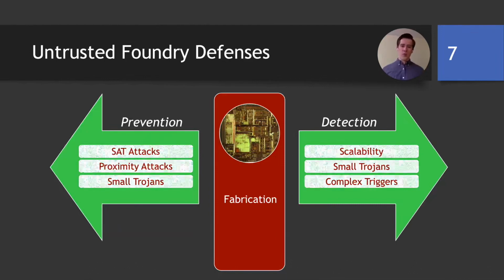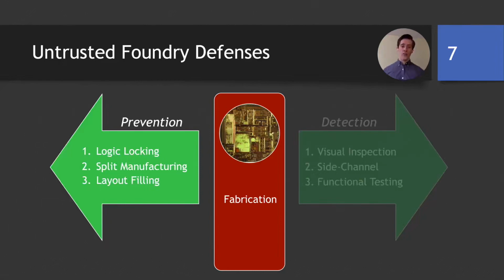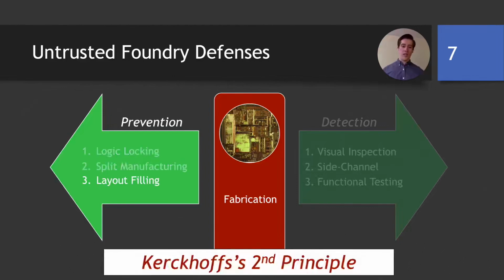So which approaches should we focus on, and how can we improve them? I think we can all agree prevention is preferable to detection if prevention is possible. And of the prevention techniques developed so far, layout filling is the only approach that follows Kirchhoff's second principle of avoiding security through obscurity.